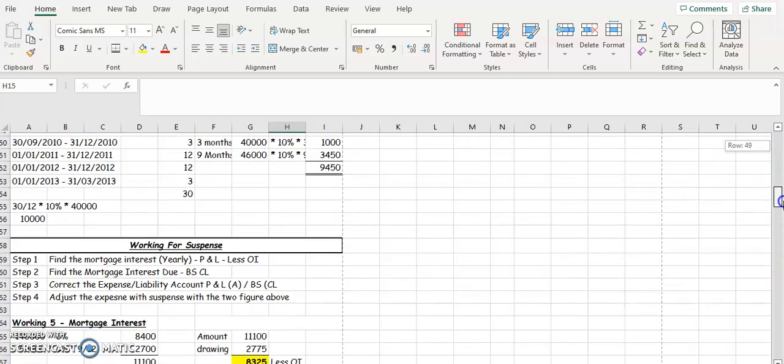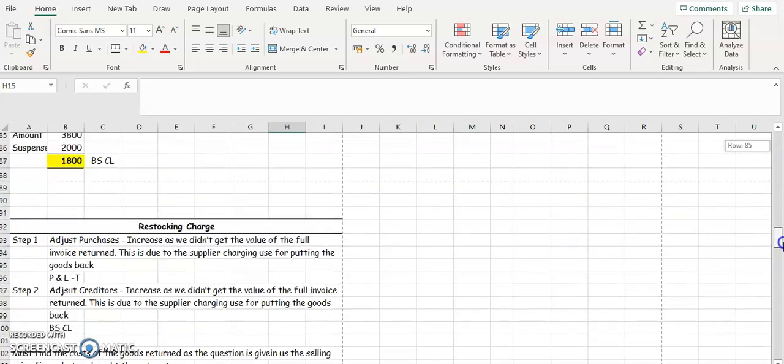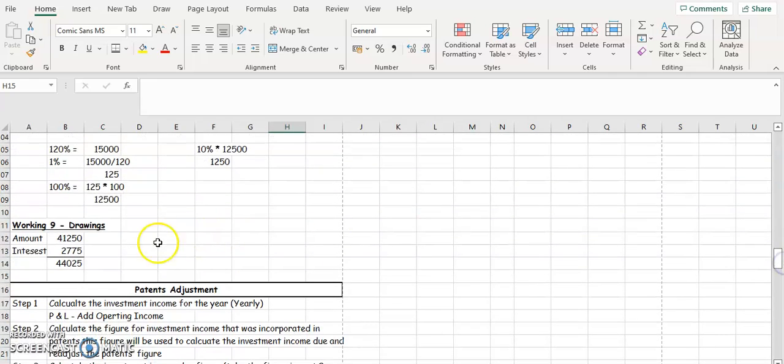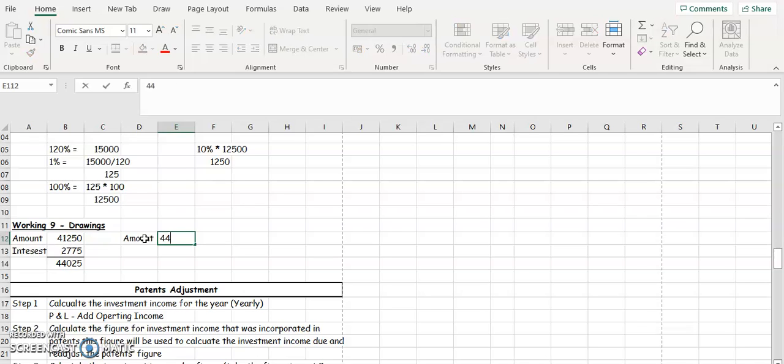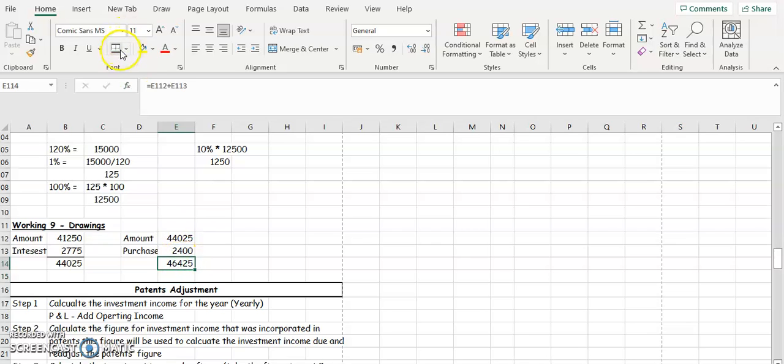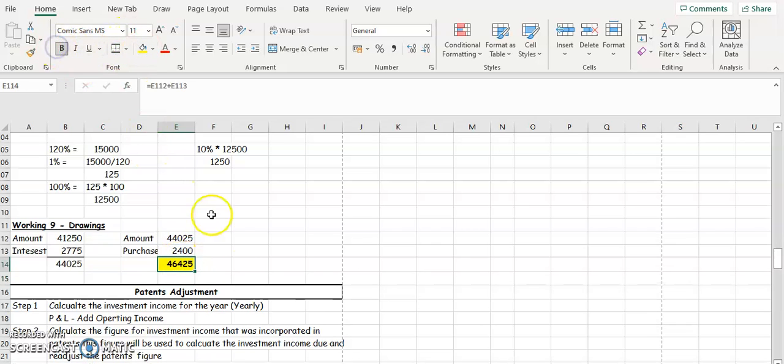So we have an adjustment for drawings already. So you go find our drawings. So drawings is here, 4,025. Add the purchases, which is 2,400. And that's going to give us a new figure. That's going to go into our balance sheet as a finance buy.